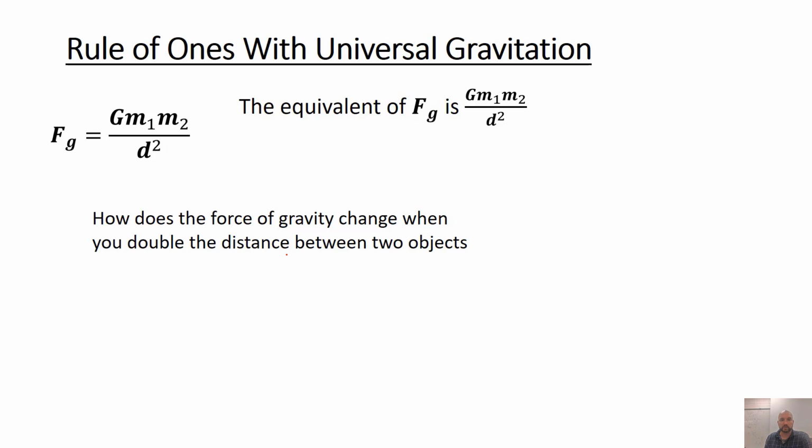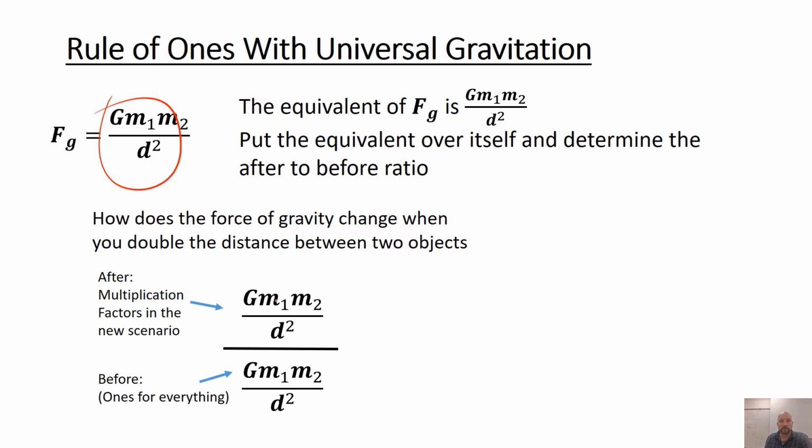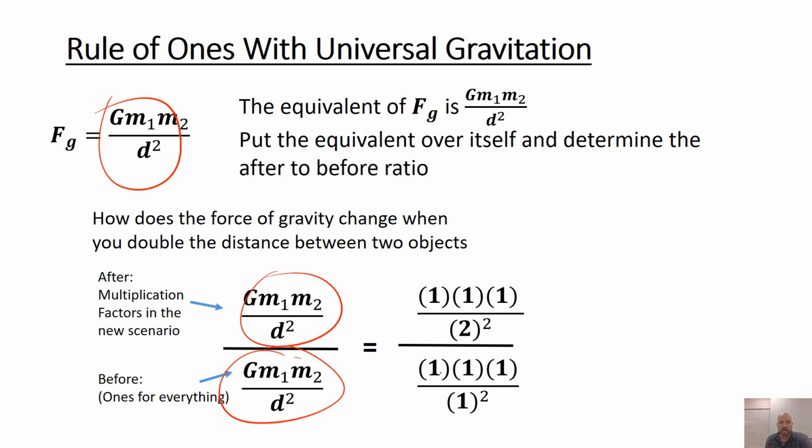We're going to take the equation most related to what's going on here. We're talking about distance and the force of gravity. That's good enough. We have something we can relate to something else using an equation. We rearrange it, and actually it's already rearranged for FG, and we determine the equivalent. So the equivalent of FG is G M1 M2 over D squared. We're going to take that equivalent and put it over itself, developing a ratio of before to now. Anything before should be multiplied by 1 because 1 times itself is itself, and anything new that wasn't changed would still be 1 times itself.